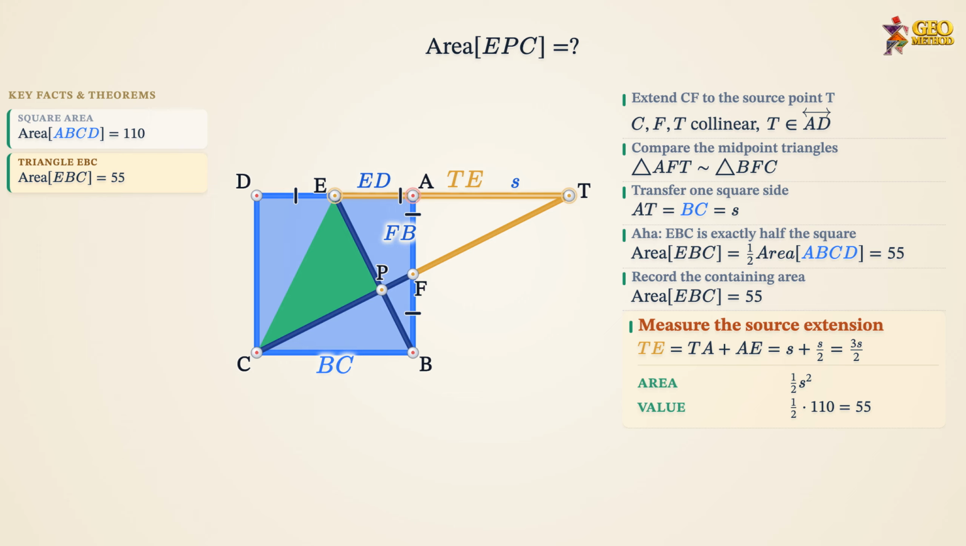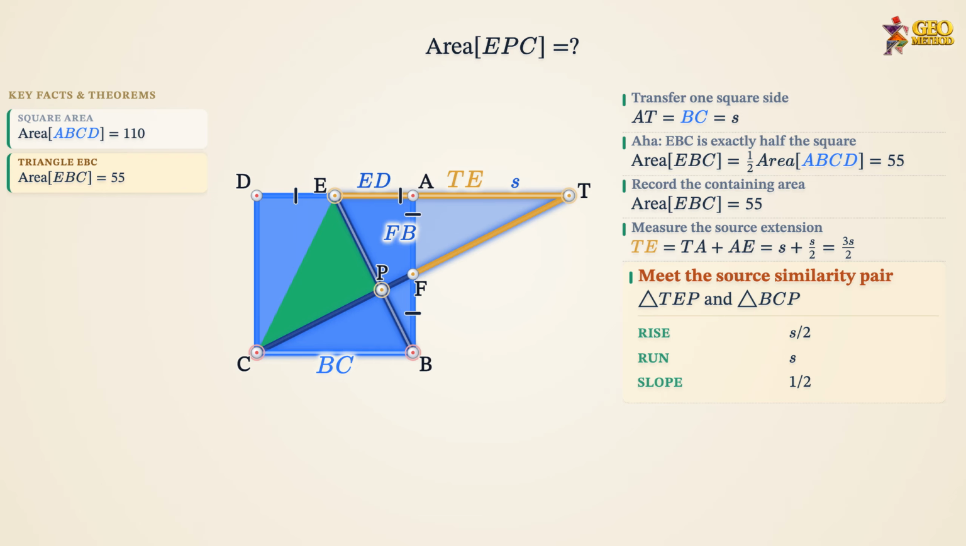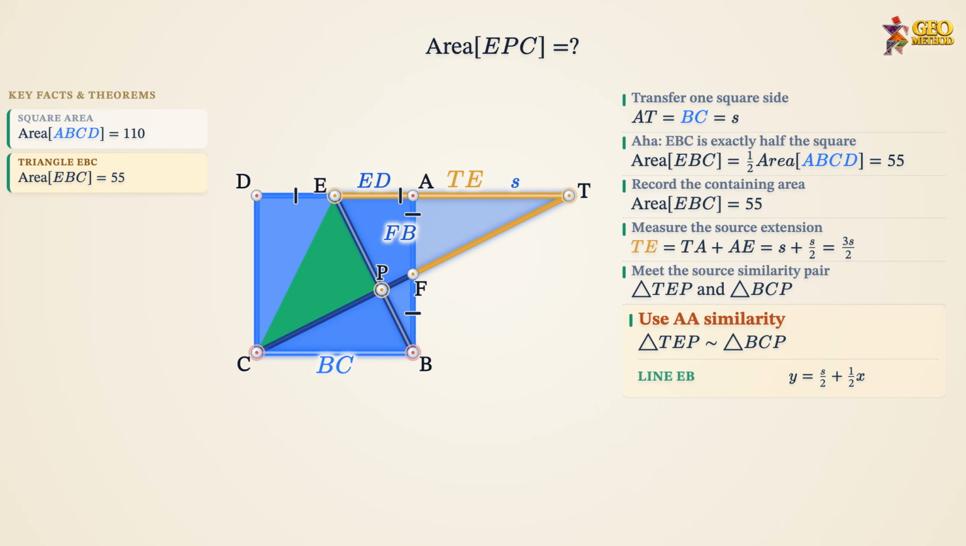Along the extended top rail, segment TE is segment TA plus segment AE, one full side plus one half side, or 3/2 S. Now compare triangles TEP and BCP. Their sides segment TE and segment BC are parallel, while the lines TPC and EPB cross at P. The parallel line angles match, and the angles at P are vertical. Therefore, the two triangles are similar by angle.